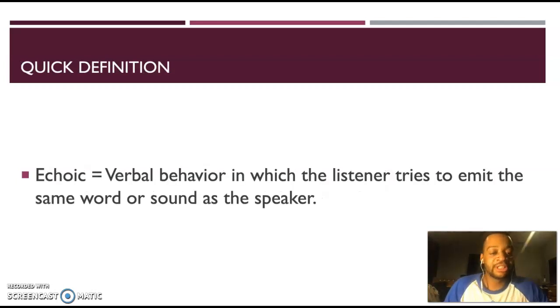For those that don't know, a quick definition, my definition of an echoic is a verbal behavior in which the listener tries to emit the same word or sound to the speaker. So, for example, if I were to tell a student to say the word ball, they would have to repeat the word ball right back to me, in a sense, echoing exactly what I told them to do.